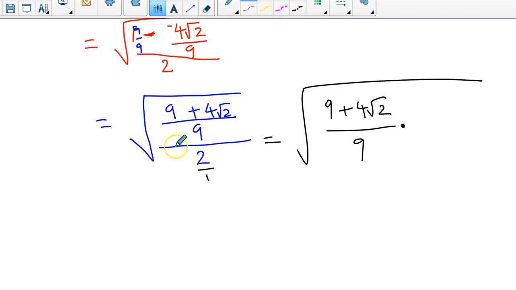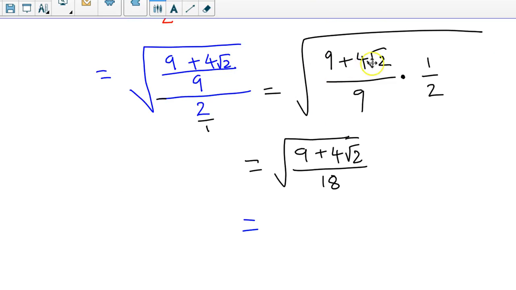So on changing this big division sign into multiplication, you know that I have to flip this 2 over 1 as 1 divided by 2. Yes, simplifying fractions. I'm using that same old concept. So that gives you, that is 9 plus 4 root 2 times 1 is 9 plus 4 square root of 2. And in the denominator, 9 times 2, that is 18.